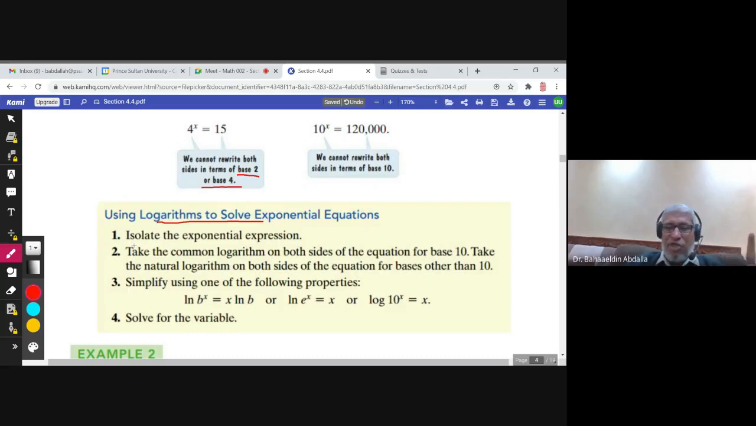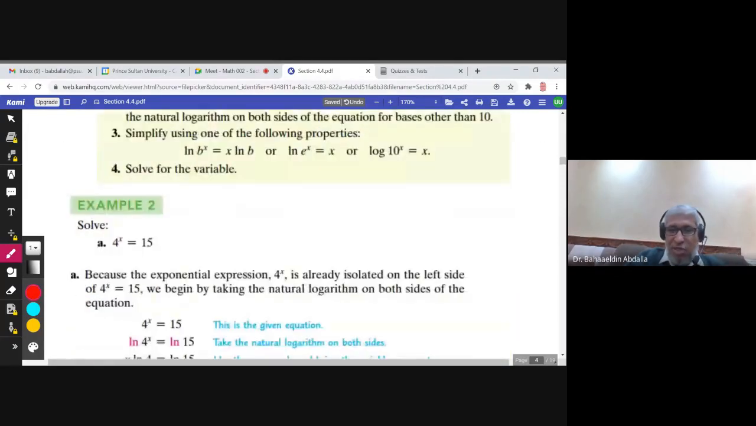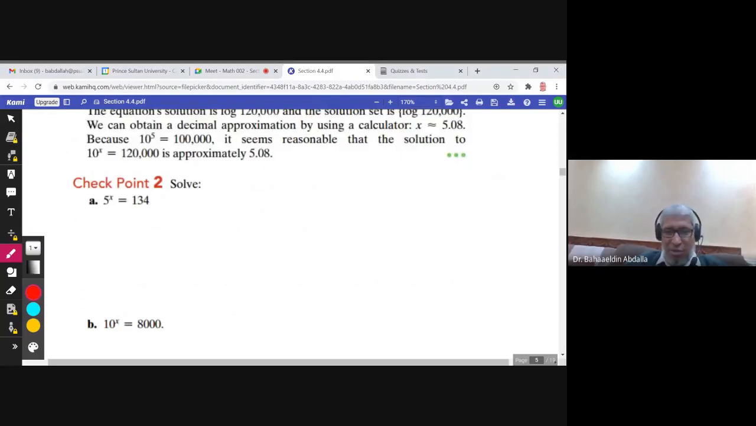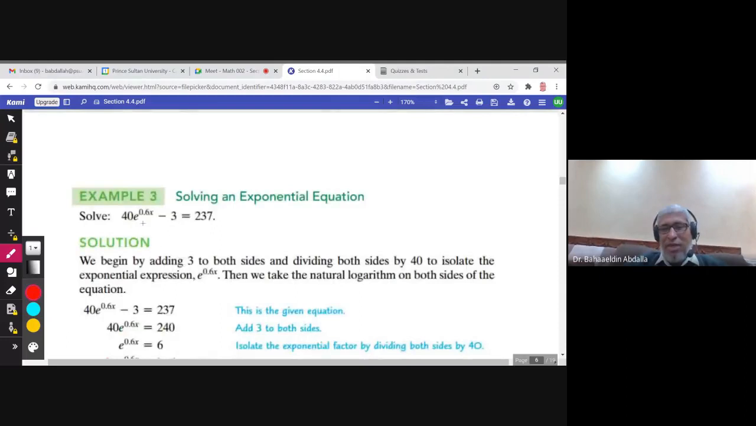isolate the exponential expression. Means 4 to the power x has to be alone on one side. Okay, isolate. So this example is okay, the exponential expression is isolated. Here, the exponential expression is also isolated. That's good. And also here and here, it is isolated. But here, it is not isolated. The exponential expression is e to the power 0.6 times x.